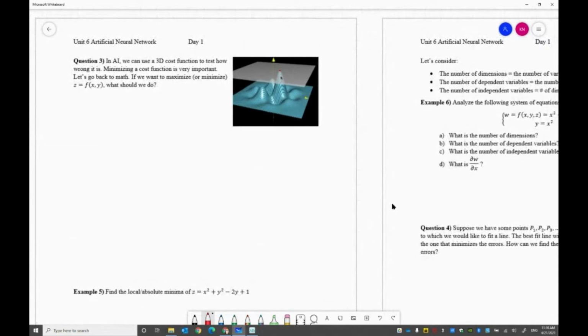So for a 3D cost function, we want to find the minimum or maximum. That's what we usually want to do, because we're going to have the error graph, then we're going to find the minimum error. Or if we want to solve for a certain situation, we want to calculate for the maximum chance. So we usually find the min or max.